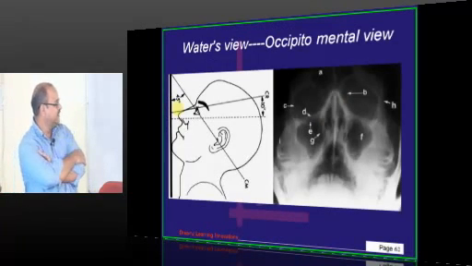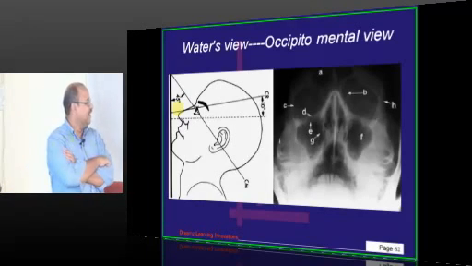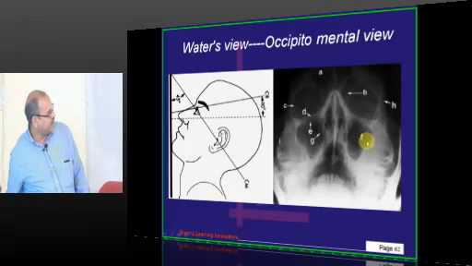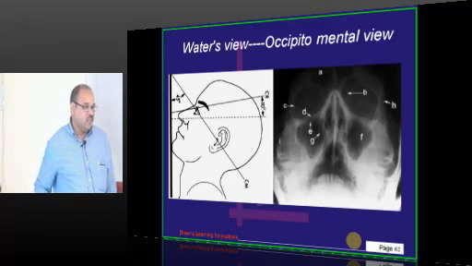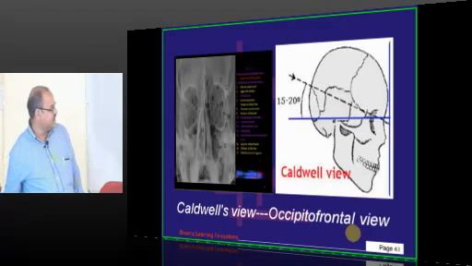Waters view. It is the 45-degree angulation is maintained, and this is the typical Waters view where you can see the frontal, ethmoidal, maxillary. Okay. And what is this? Yes, sphenoid, and it is taken open mouth. When you close the mouth, what happens? Bony overlap of the mandible happens, and you can't see the sphenoid sinus properly.